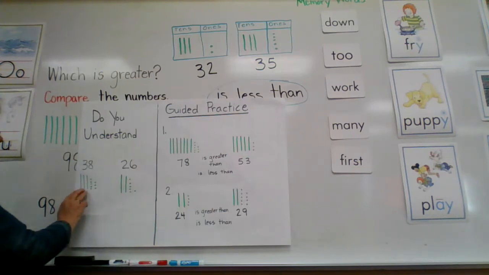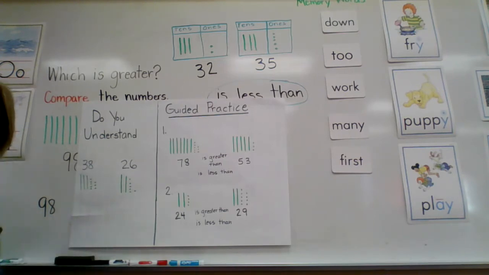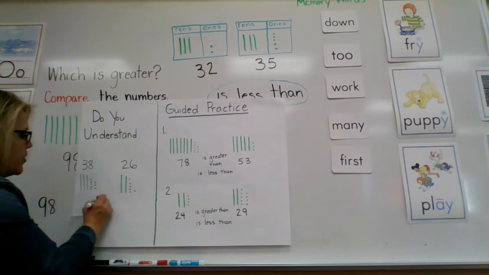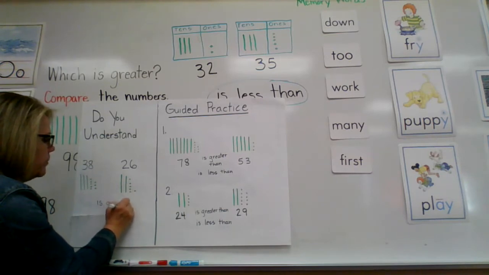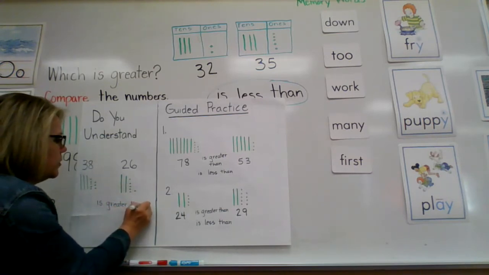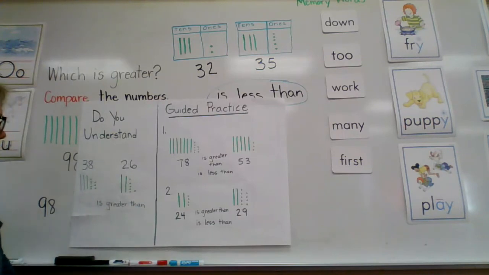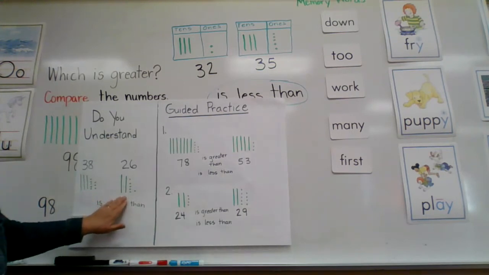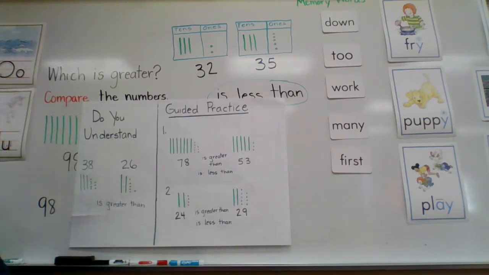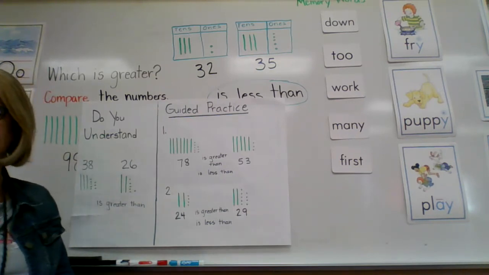We know that there are more groups of 10 in the number 38 than in the number 26. So we already know that 38 is greater than 26. Why? Because there are more groups of 10 in the number 38 than there are in the number 26. Let's go on and we'll do some guided practice together before you go on and complete today's work on your own. So, let's look at number 1.